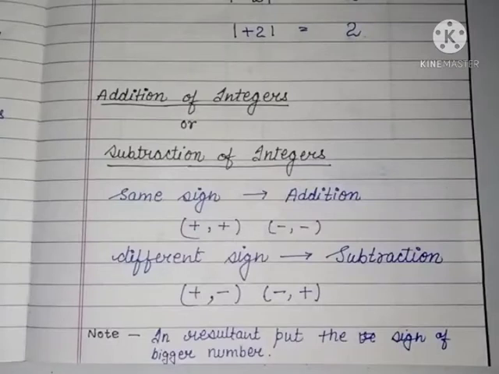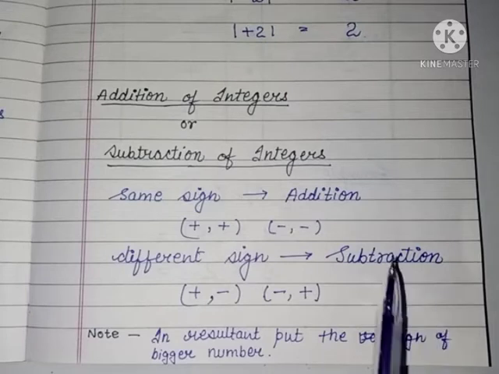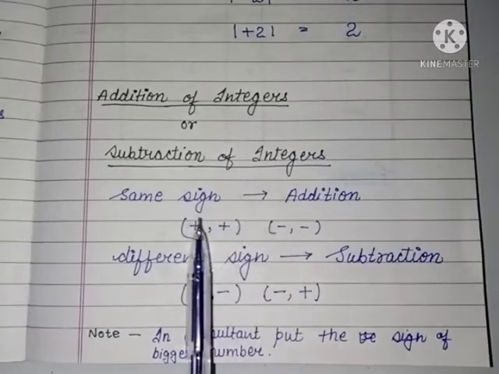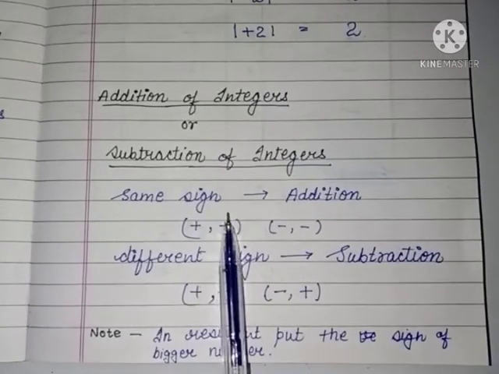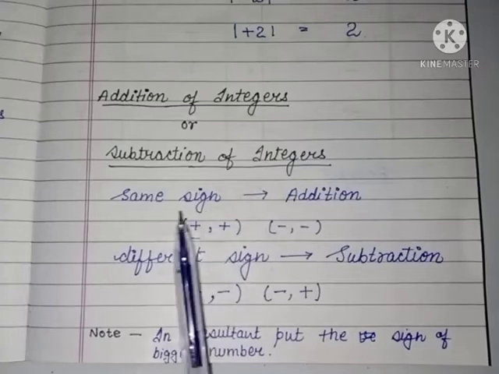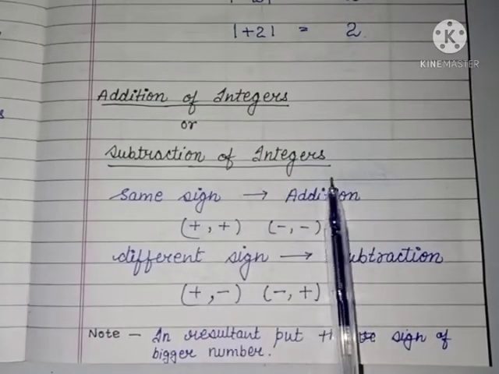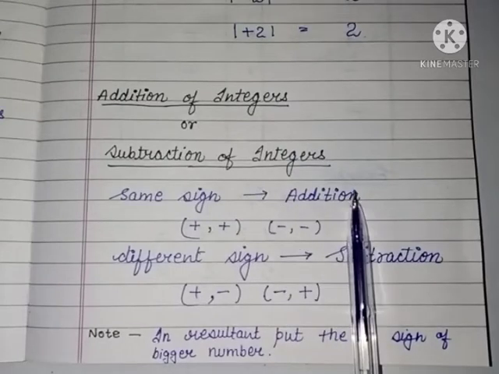Now while doing calculation in integers, we need to focus on some operations, like if we have plus plus, minus minus. Okay, if we have same sign on both the numbers, अगर दोनों numbers में same sign है, then the number will be added. हम क्या करेंगे, numbers को add कर देंगे.